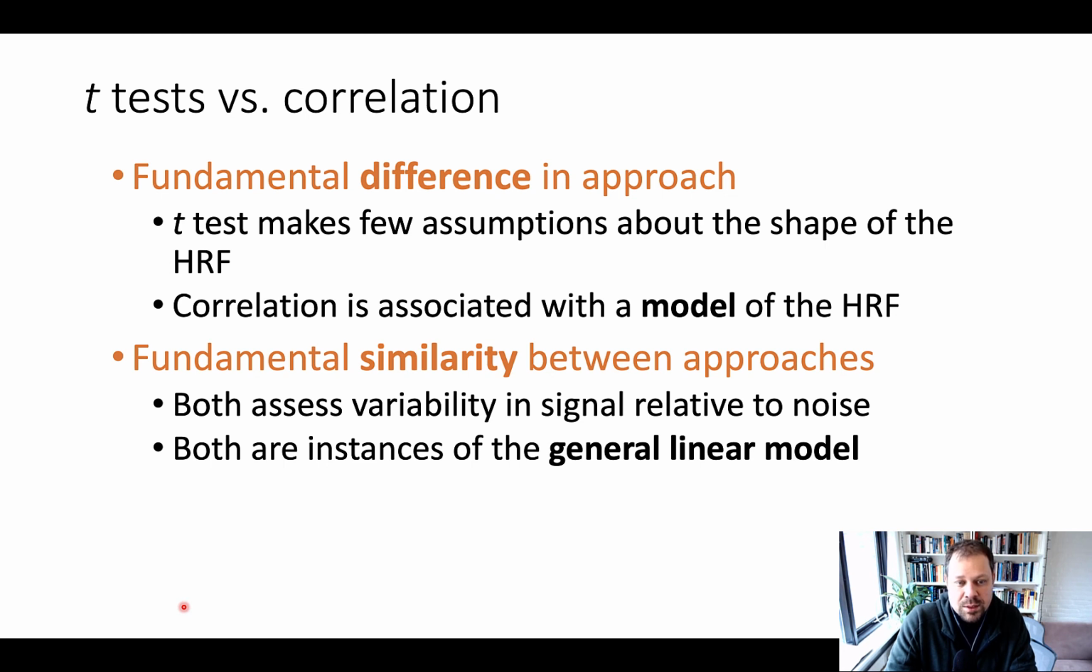Both look at the variability in the signal relative to noise, obviously, and both are instances of the general linear model. And as I just mentioned, correlation analysis is actually the basis of the general linear model that we typically use in univariate fMRI analyses, where we construct a predicted time series for the entire experiment in each task condition, and then identify the match between, let's say, the observed signal in each voxel and this predicted time series. And that's what we'll talk about in the next video.